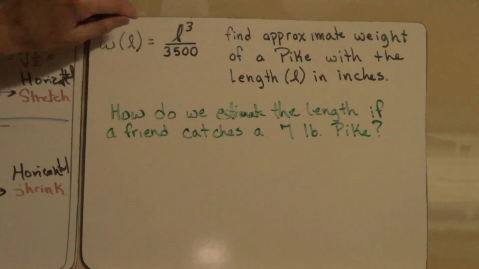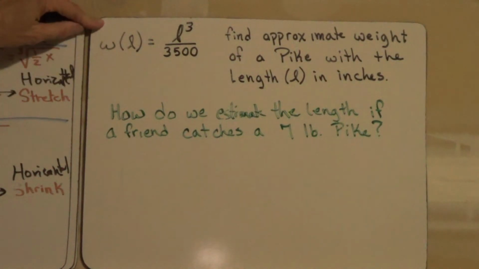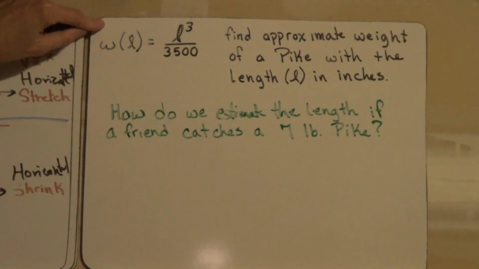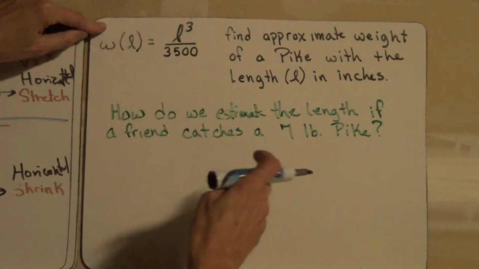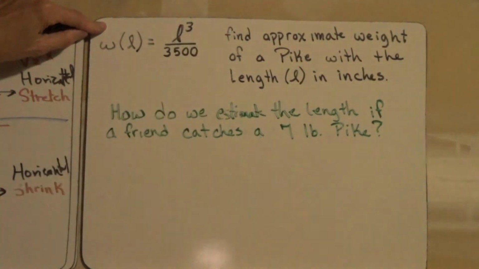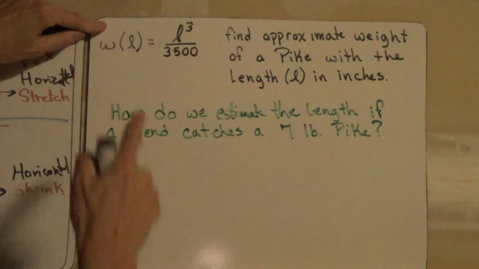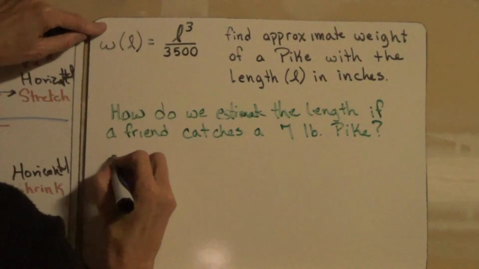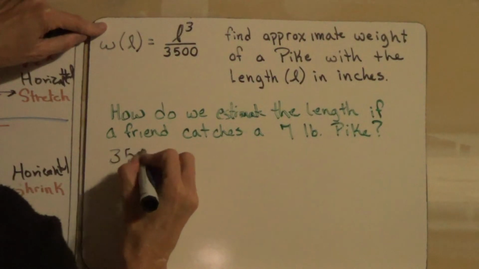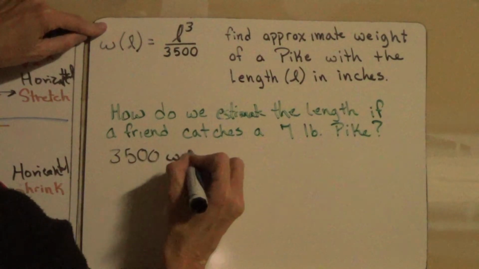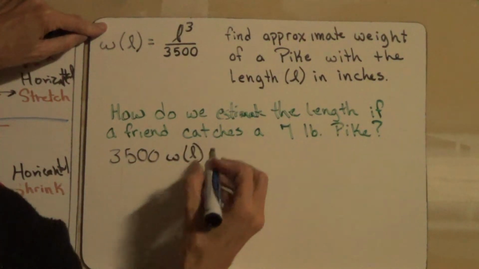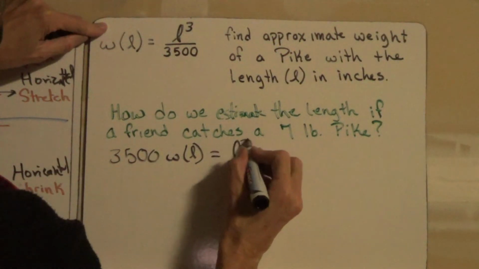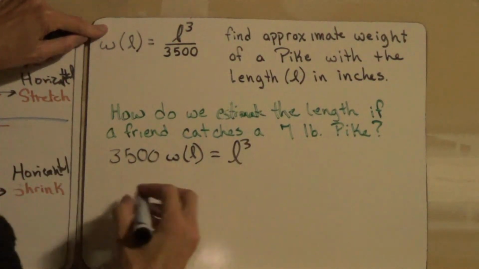So how do we estimate the length of a pike if we have a friend who catches a 7-pound pike? Because oftentimes they won't say how long something is, they'll say, oh, the weight. So we want to have it so it's got the weight in the equation. Obviously what we need to do is get the inverse. So first thing, to get this L alone, we would multiply this by 3,500. So 3,500 W equals L cubed. Now to get rid of the cubed, we would do cube root.